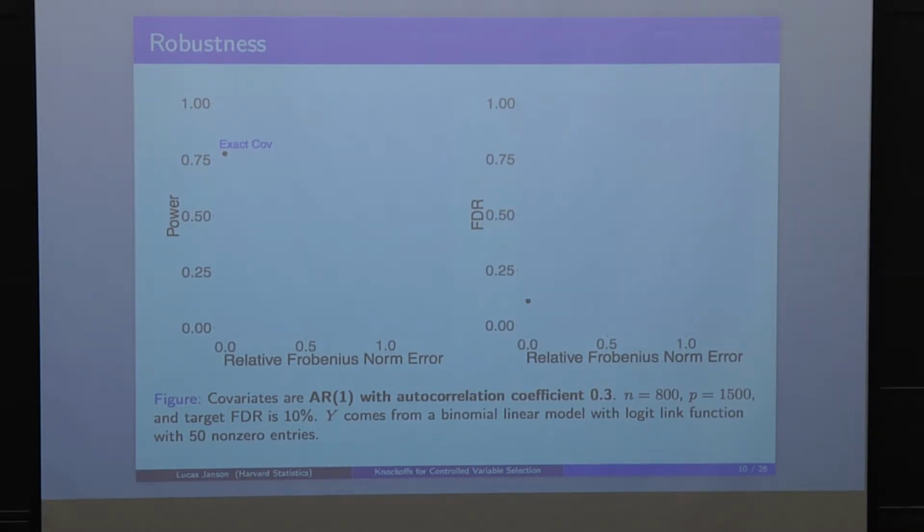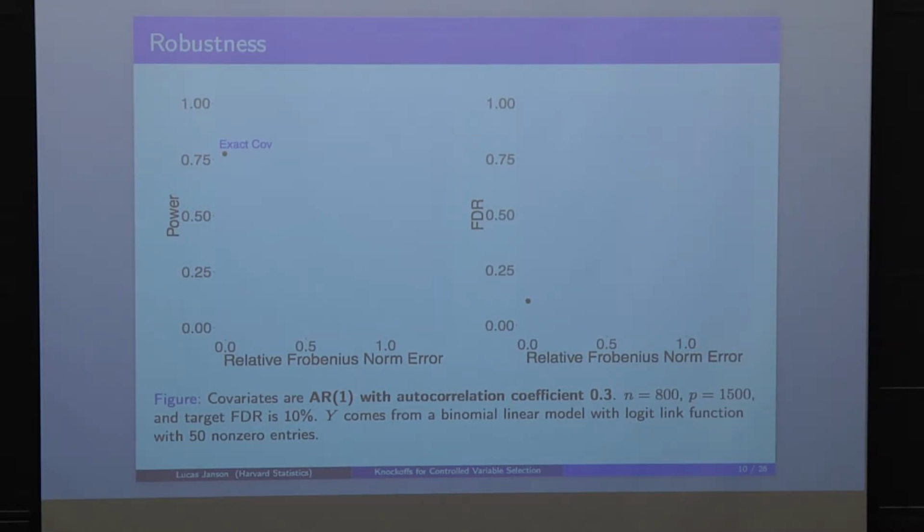And if I know it, then the power and FDR that I achieve is right here. If I know the exact covariance of the covariates, I get about 75% power, and I get a false discovery rate of 10%. We have theory that guarantees that this is right at 10%. So we don't have to worry about this being violated.